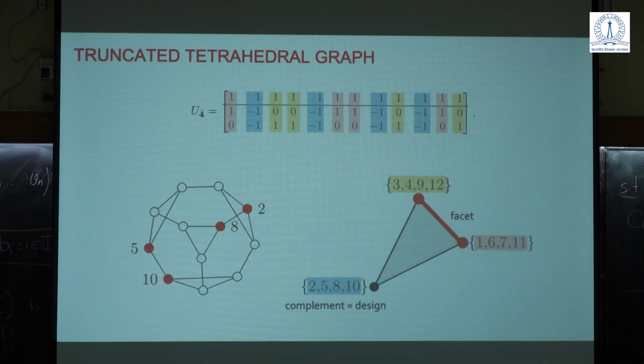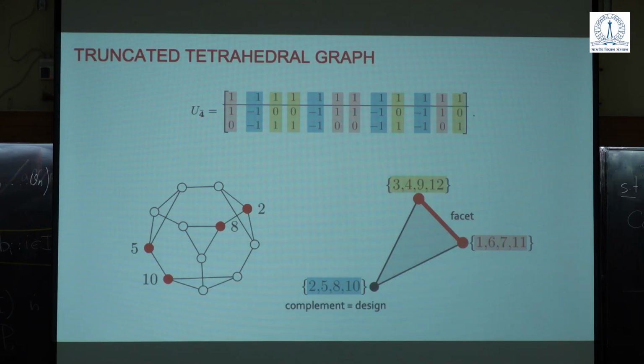Just to clarify, you could have gotten another design which does the same thing if you just took 3, 4, 9, and 12. Correct. 3, 4, 9, and 12 is also a design that would have averaged all the blue things. And 1, 6, 7, and 11 will also average all the blue things.